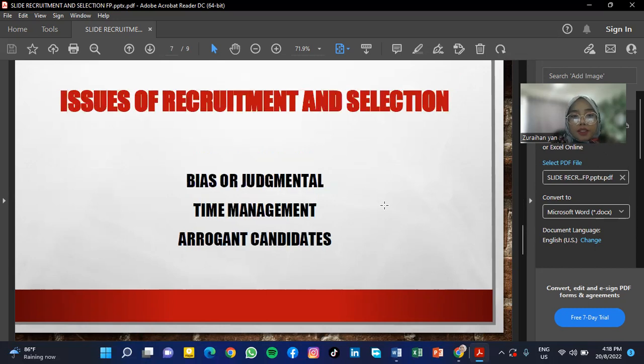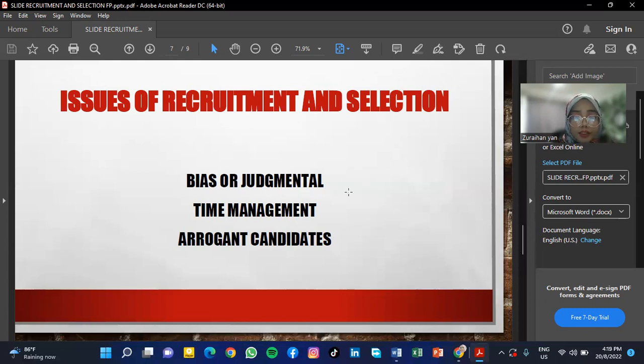Okay, the next one is issues of recruitment and selection. Bias or being judgmental. When it comes to unconscious bias or being judgmental towards the candidate, being a recruiter or interviewer is quite difficult. As a human resource professional, it is difficult to be neutral with every candidate during the interview evaluation because they are all human beings like the rest of us. Being a recruiter or an interviewer can lead to a tendency to judge the candidate before knowing about the candidate's personality and characteristics.